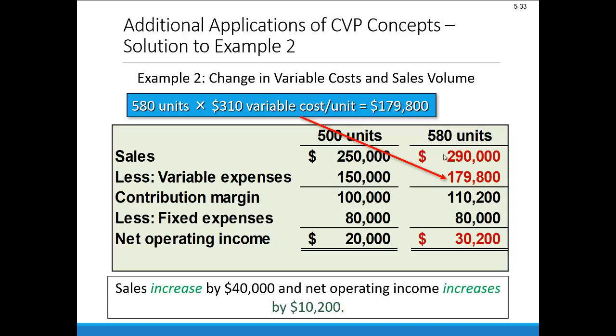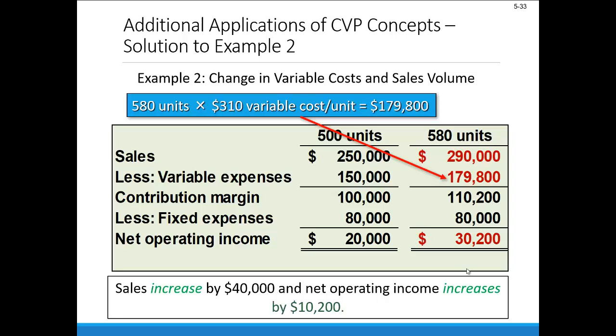CM is the difference between those two. It's $110,200. Fixed expenses haven't changed in this scenario, so the new net income would potentially be $30,200. So sales would increase by 40,000 or 80 bikes, and net income would increase by 10,200. In this case, we'd say, yeah, assuming that our estimate for demand here is probably pretty close, then this would be worth it.